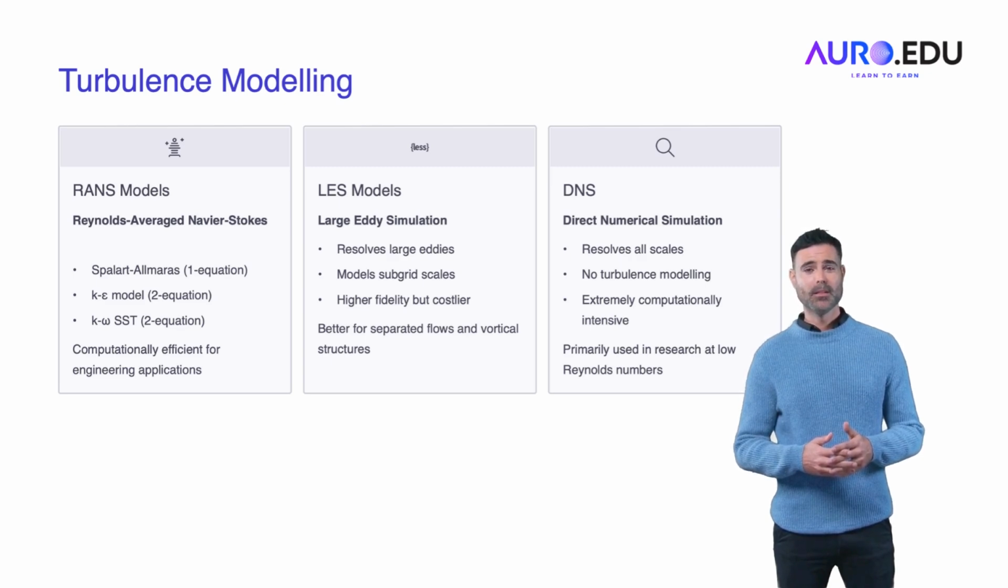DNS, Direct Numerical Simulation, resolves all turbulent scales, providing the most detailed information, but it is computationally prohibitive for most practical engineering applications. Turbulence modeling helps engineers predict drag, heat transfer, and flow separation, all of which are crucial for the performance and efficiency of aerospace systems.